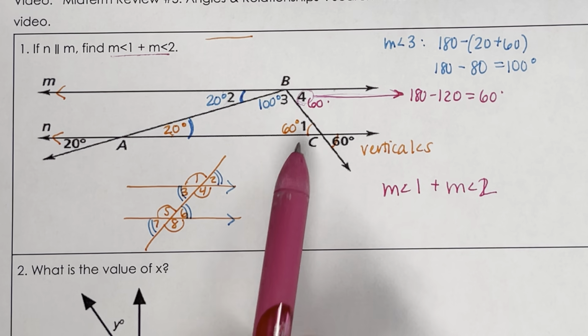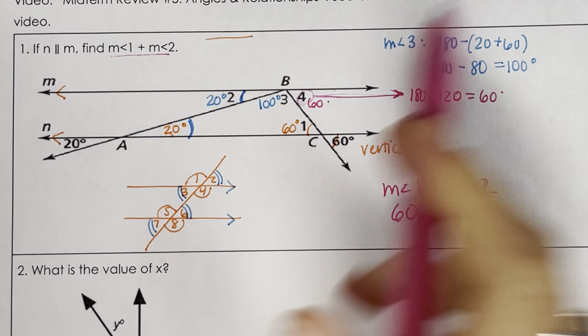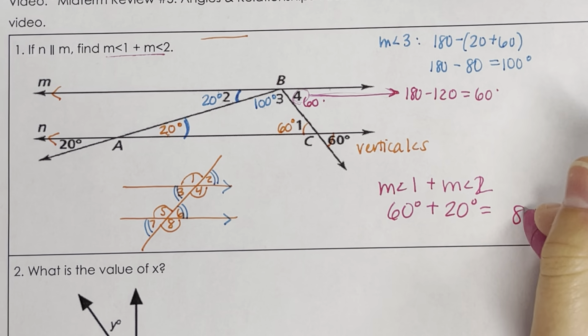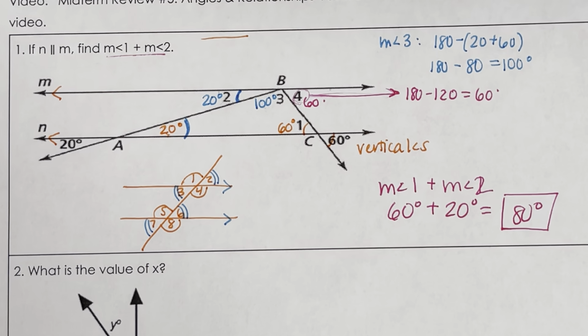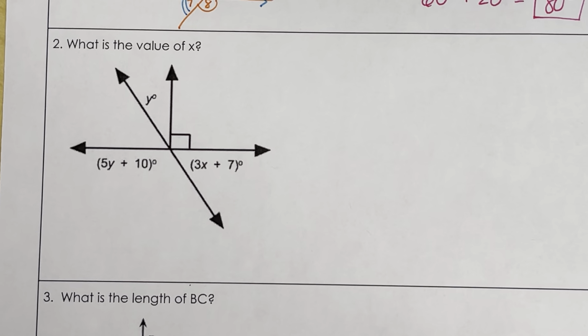So the measure of angle 1 was 60 degrees, and then the measure of angle 2 was 20 degrees. So 60 degrees plus 20 gives me 80 degrees. So I do have to use those relationships to help me out with that problem. Number 2 is very similar.